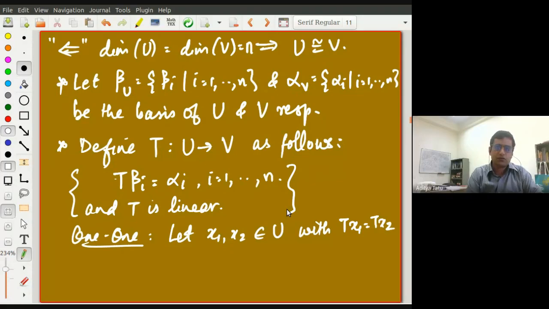Exactly. Good. So maybe explain this once again. T to begin with is a function from U to V. In this first line, all I'm doing is specifying what T does to a particular basis of my vector space U. But it doesn't specify what T does to any other element which is not in the basis set beta U. But then in the second line, I'm specifying that T is linear. Using both of these, I have specified what T does to each and every element of my vector space U.